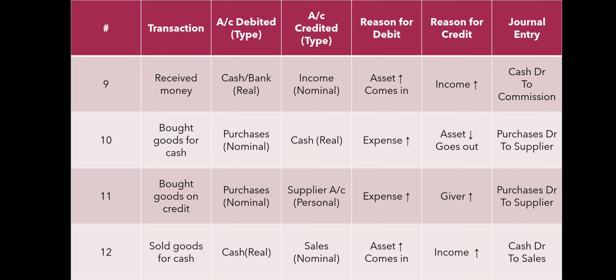Then, received money. Okay, so cash account or the bank account is coming in the business, so it will be debited. I received money, that is my income, so it is a nominal account. Okay, so it will be credited. So my journal entry will be cash account debit to commission account. Say commission is an income, so commission account will be credited.